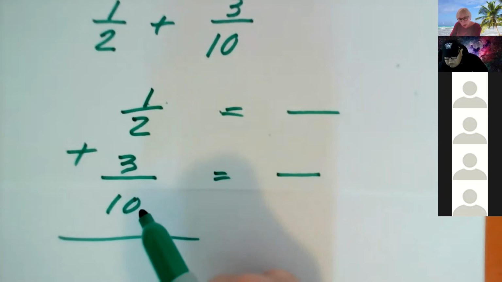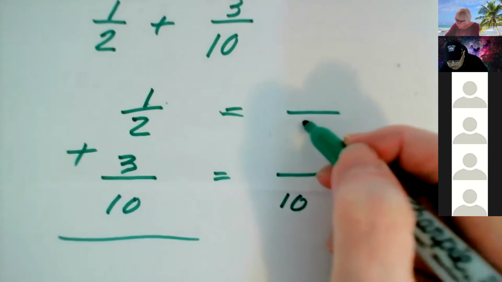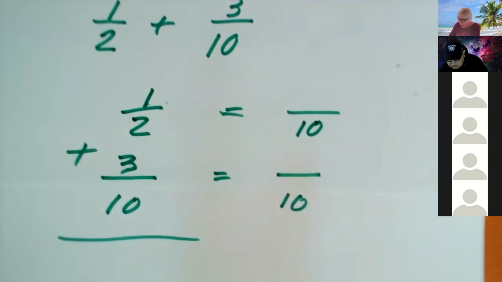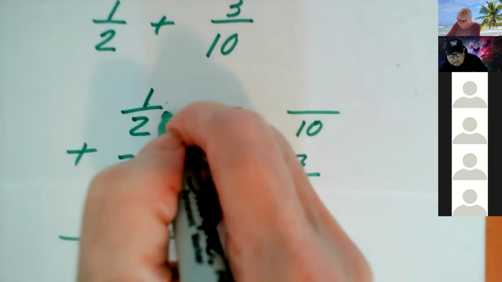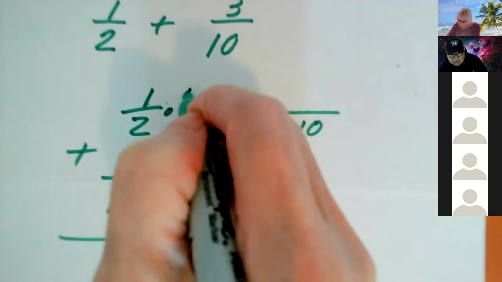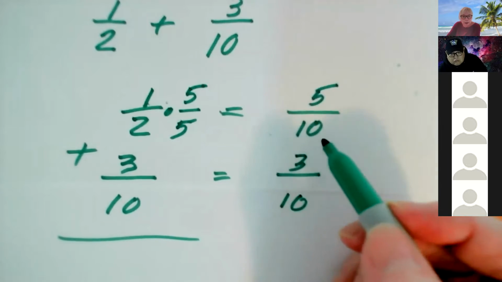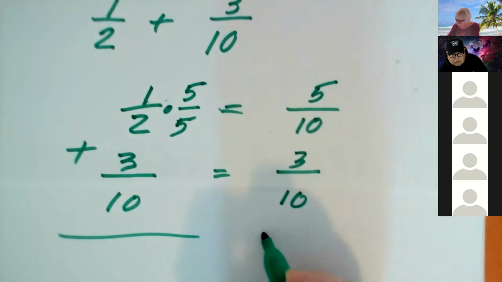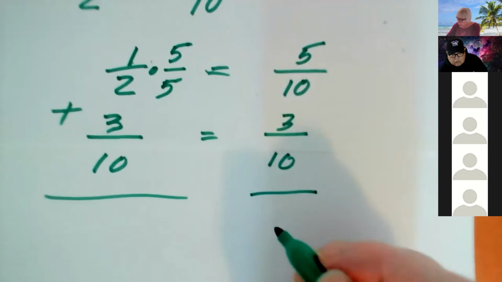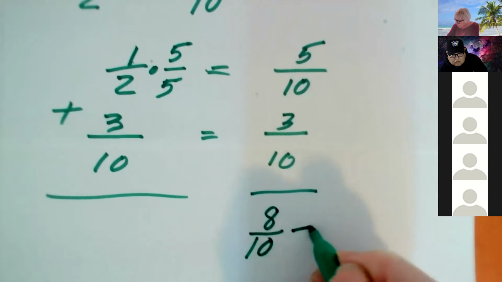So you look at the larger number, and the larger number is 10, and 10 is good enough for both of them. This one is already done. This is 3/10. 2 will go into 10 very nicely, multiplying by 5. So 1 times 5 is 5. So 5/10 is the same as 1/2. And so now you can just add them. 5 and 3 make 8/10.